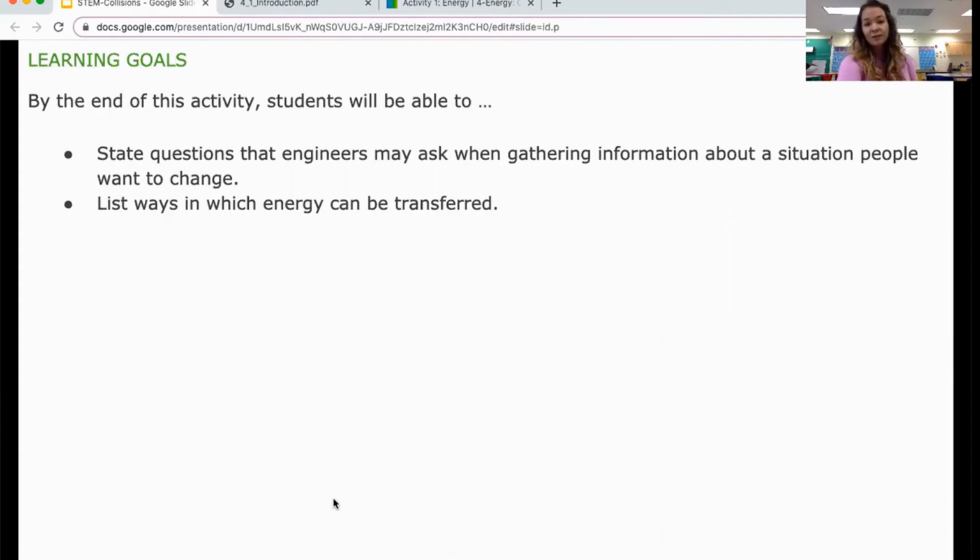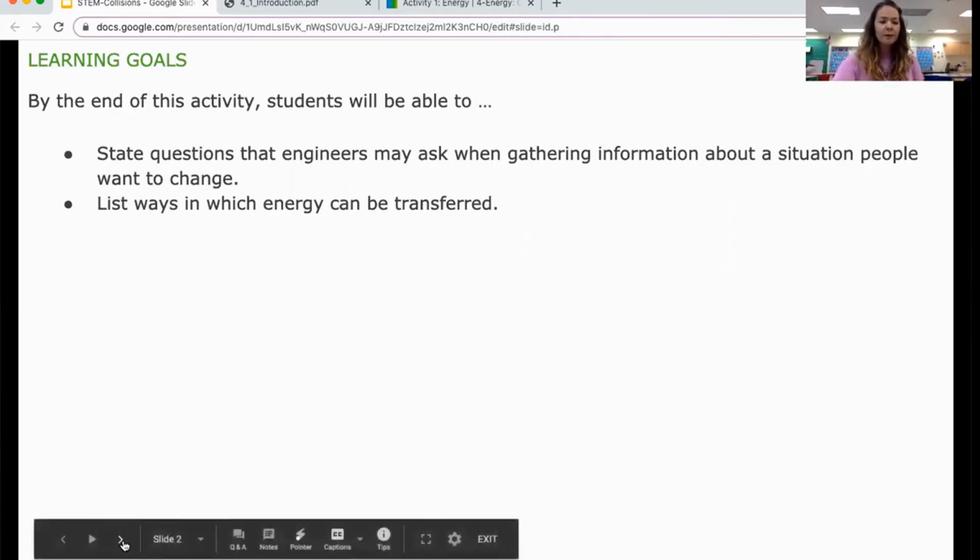And secondly, you're going to list ways, more than one way, in which energy can be transferred. That means moved from here to here. So how will that work? Be thinking about that while we continue, okay?